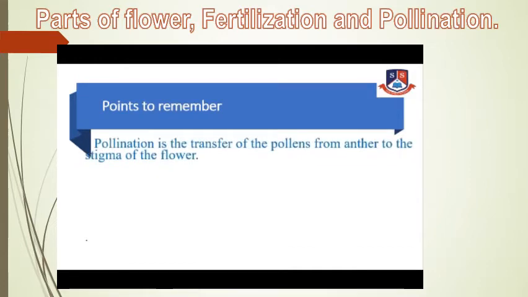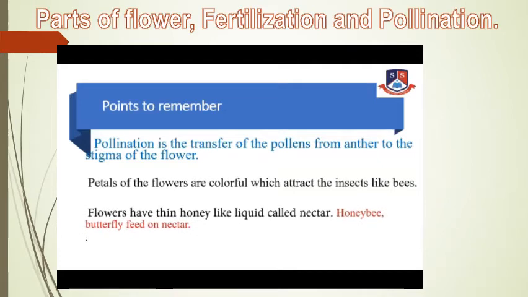What is pollination? Pollination is the transfer of the pollens from anther to the stigma of the flower. Petals of the flower are colorful, which attract insects like bees. What is nectar? Flowers have a thin honey-like liquid called nectar. Honeybees and butterflies feed on nectar.